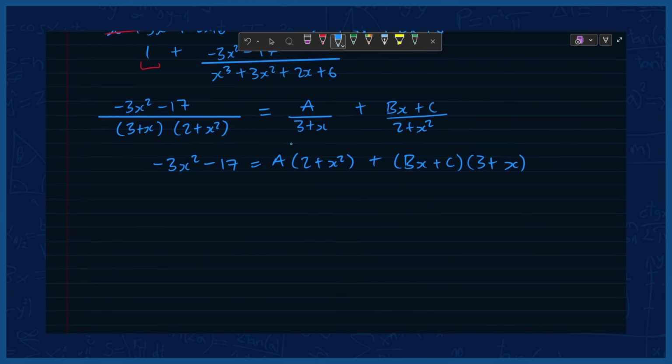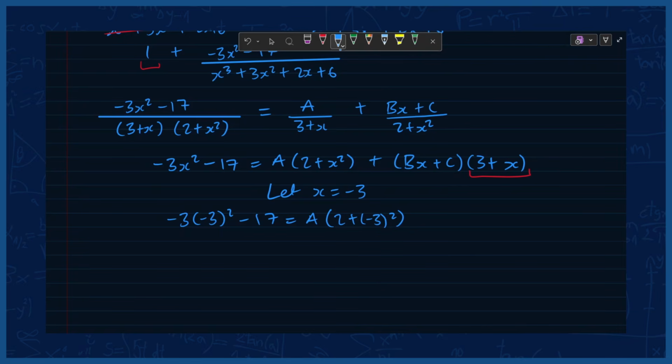Okay. And now we're going to let x equal negative 3, because I know if I use negative 3, this bracket here is going to be 0, and it's multiplying this bracket. So overall, the second term becomes 0, and it allows us to evaluate a. So that becomes negative 3 times negative 3 squared minus 17 is equal to a times 2 plus negative 3 squared. And again, the second term is 0, so you can ignore that.